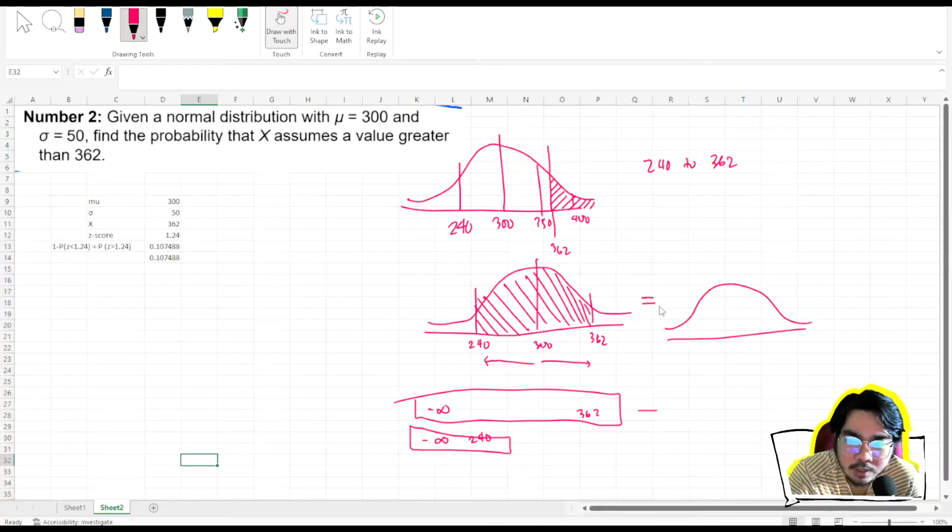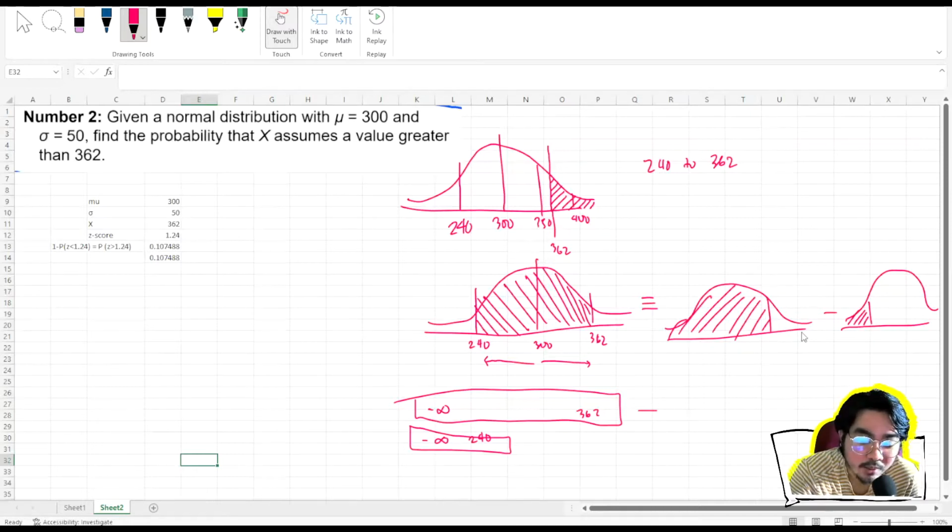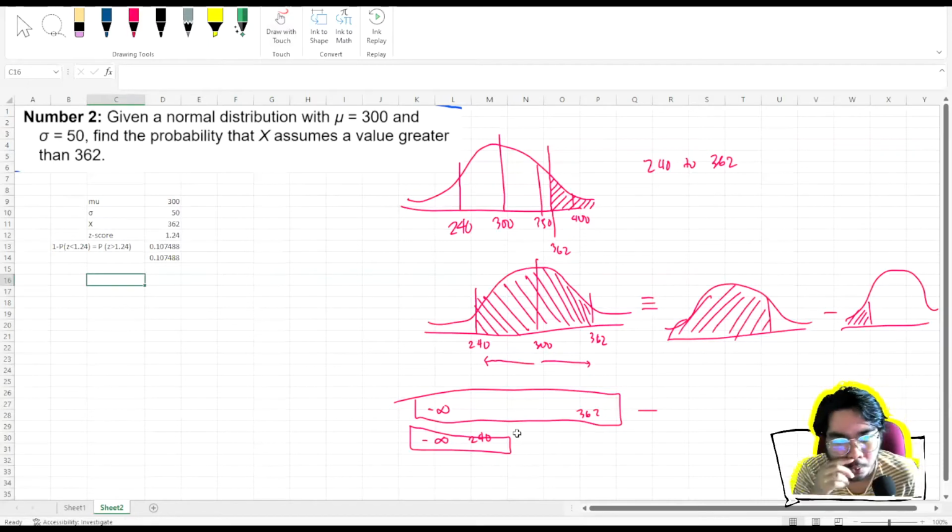this is just equivalent to parang this one, minus this area. Tama? Would you agree that's the same thing, no? Tama? This one is the same as this total area minus this total area. Okay, so you can do the two approaches now, and I'll show you how you solve the two approaches.